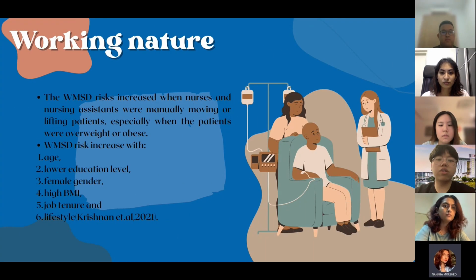Since the nurse's working nature requires them to manually move or lift the patients, the risk of getting WMSD will increase, especially when the patients are overweight or too heavy for their sizes to carry. Repetitive actions such as drawing blood are also considered a risk factor of developing WMSD. According to Krishnan and his co-workers' research, the frequency of having musculoskeletal symptoms in any body regions increased with age, lower education level, female gender, high BMI, job tenure, and lifestyle. That's all from me. Moving on to Latisha.